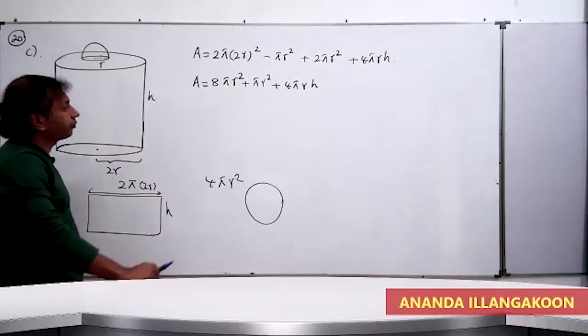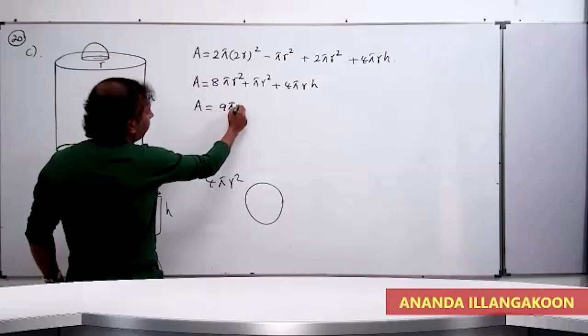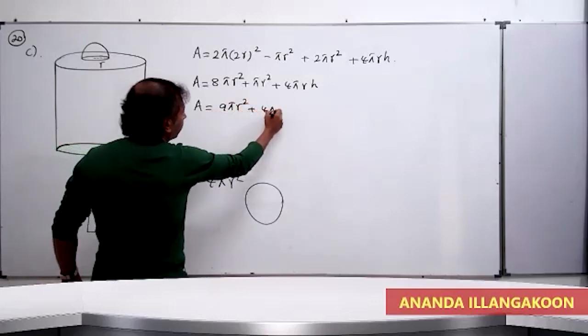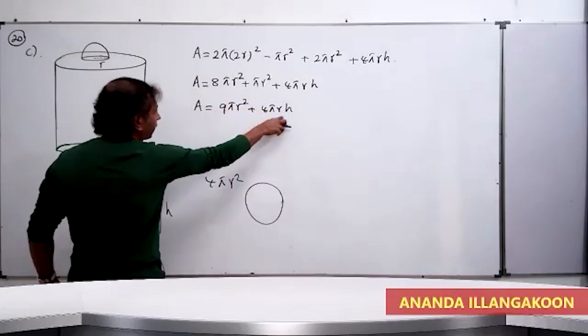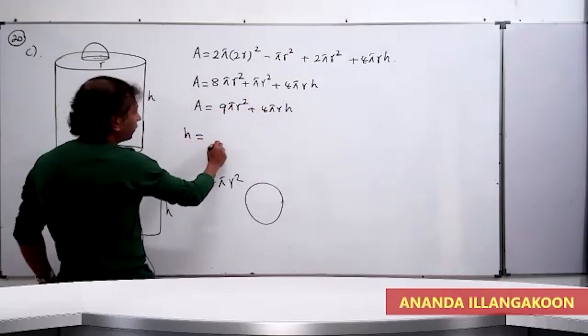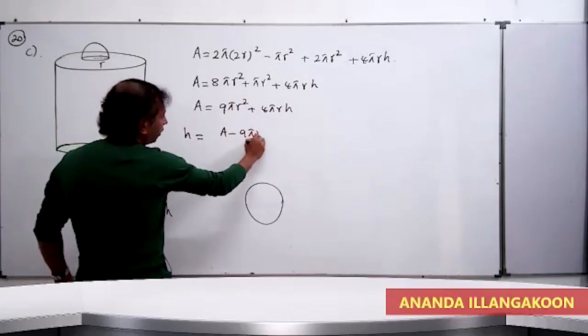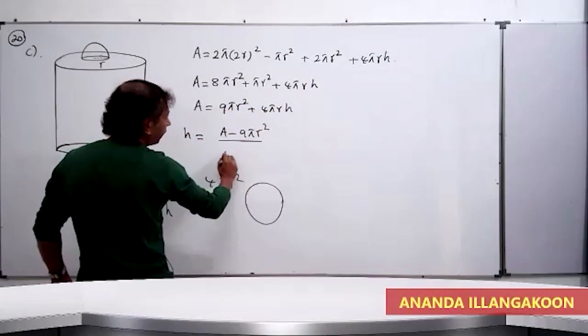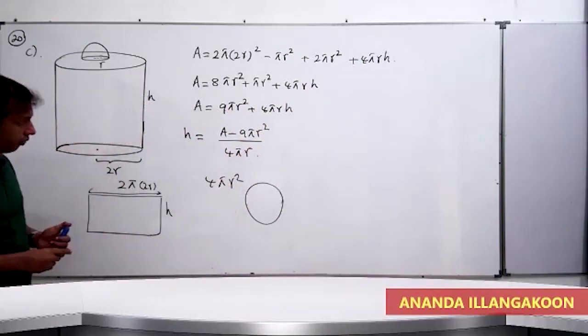Then here, A equals 9 pi r squared plus 4 pi r h. Then we can make h the subject, people. What is h? h equals A minus 9 pi r squared, divided by 4 pi r. So we get this h.